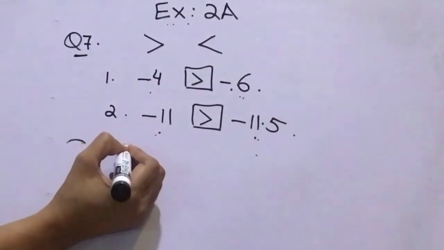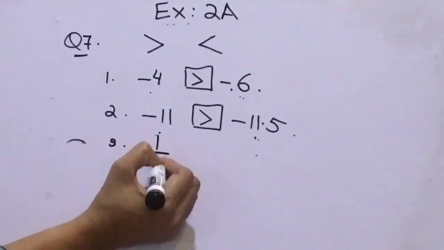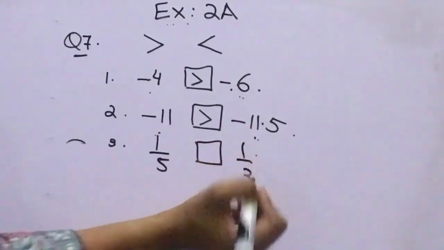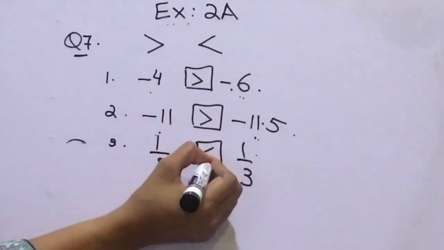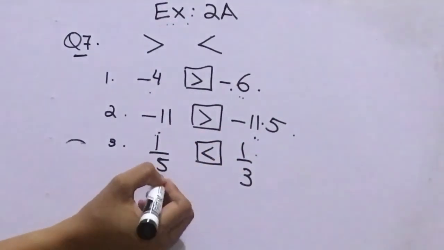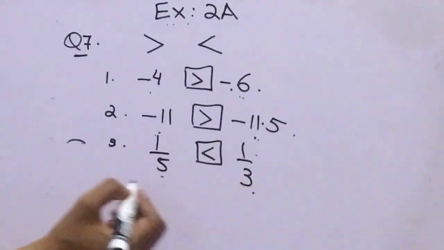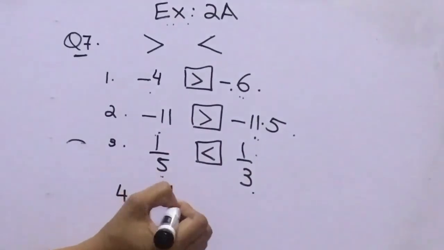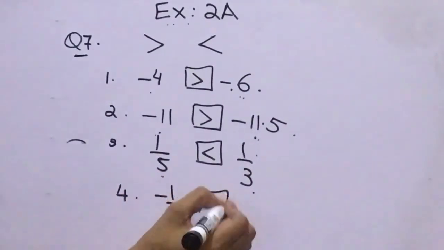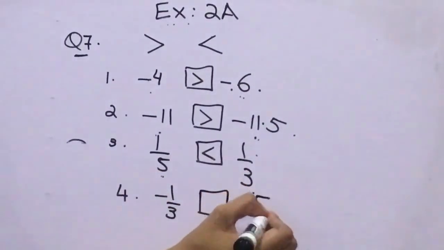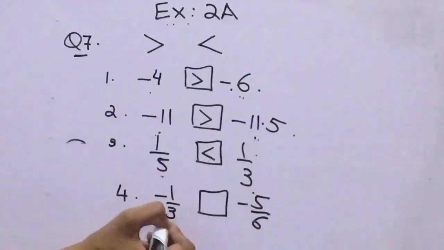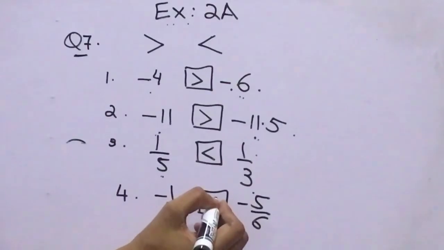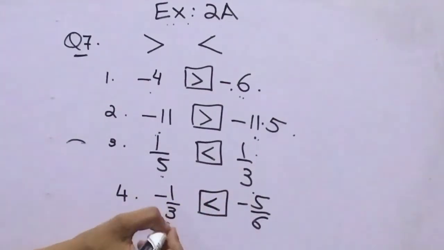Number 3, 1/5 and 1/3. So obviously 1/3 is greater than 1/5. Both are fractional numbers. Number 4, -1/3 and -5/6. Both are negative fractional numbers. So -5/6 is greater than -1/3.